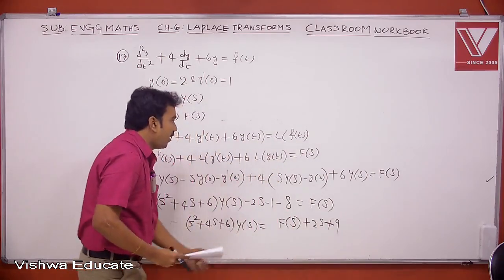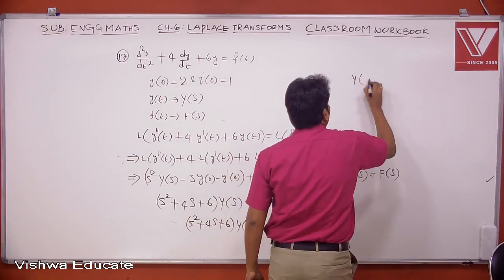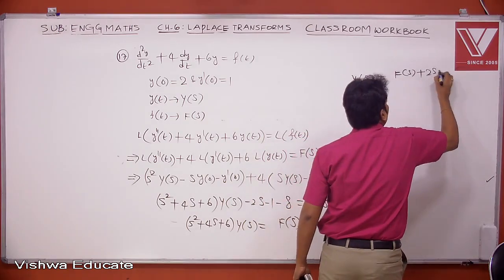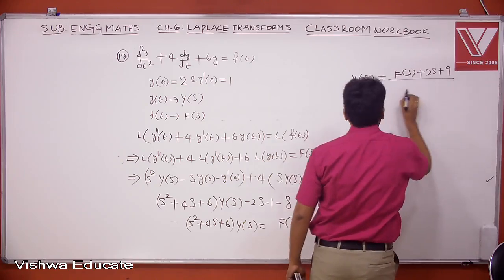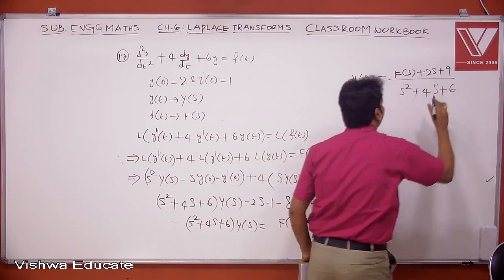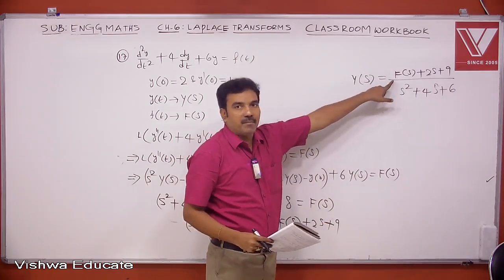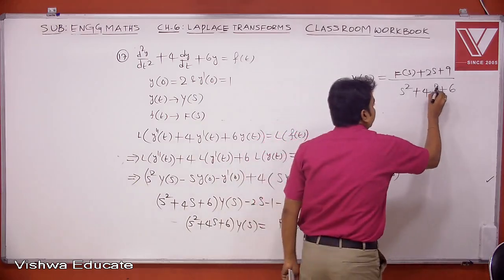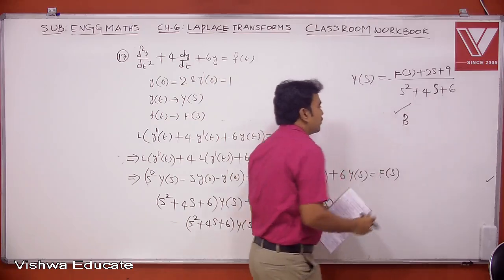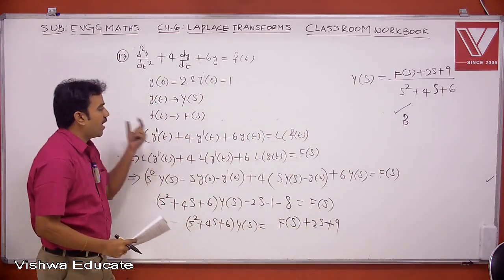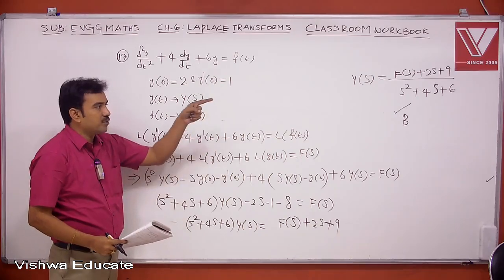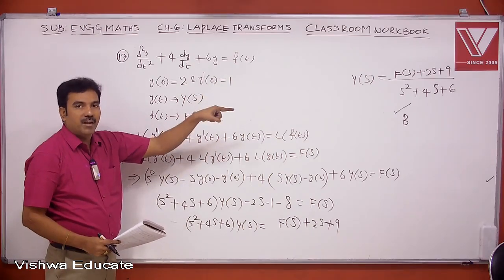Therefore this Y of s is F of s plus 2s plus 9 divided by s square plus 4s plus 6. So therefore we got the answer for Y of s in terms of capital F of s. So the answer is B. So simply what we have done is we have applied Laplace transform on both sides and we have done necessary calculations. So we got expression for Y of s in terms of capital F of s.